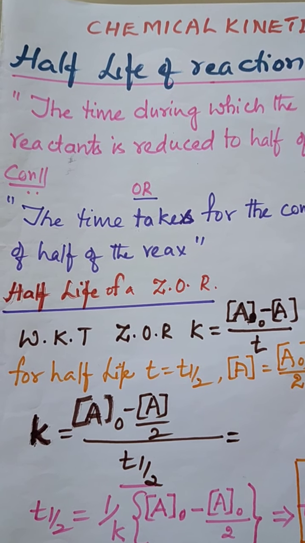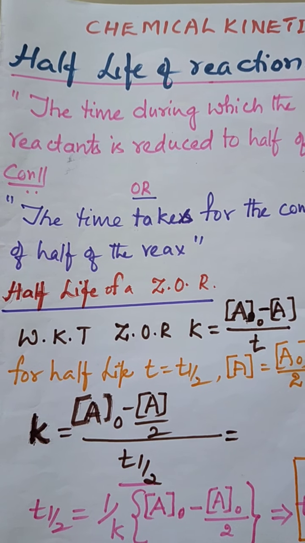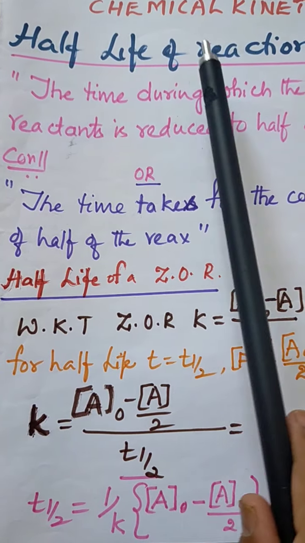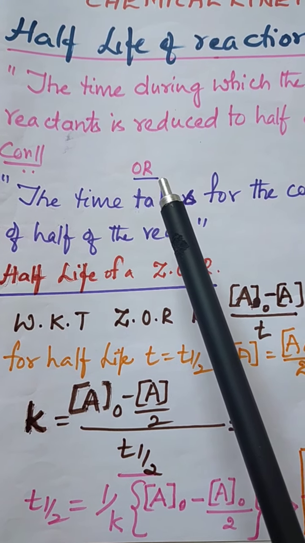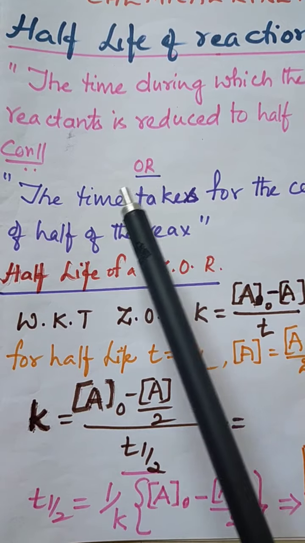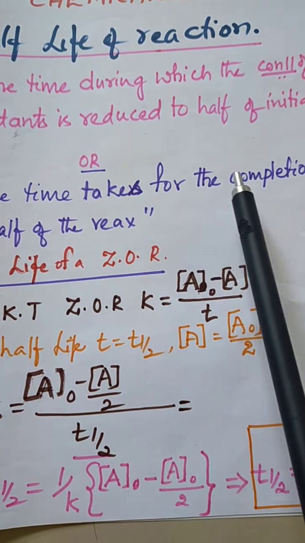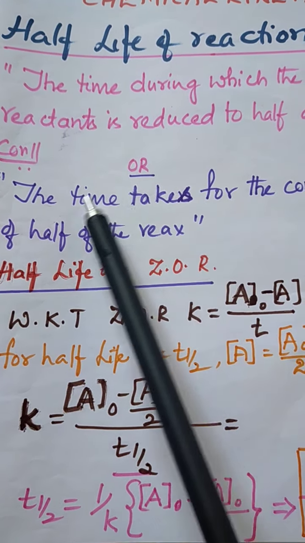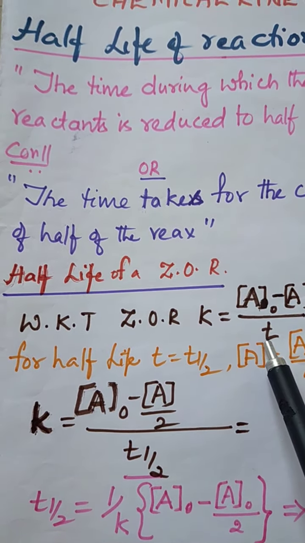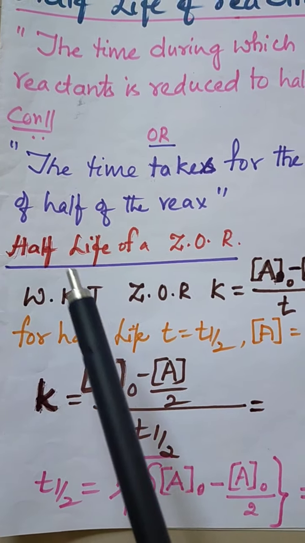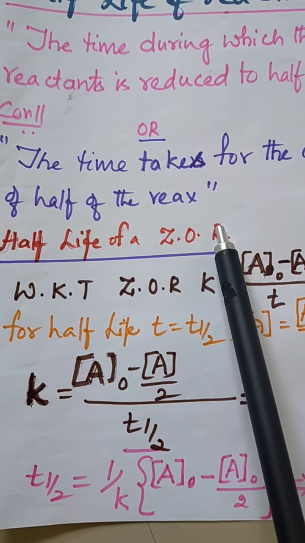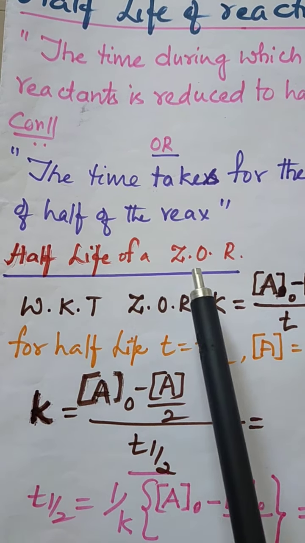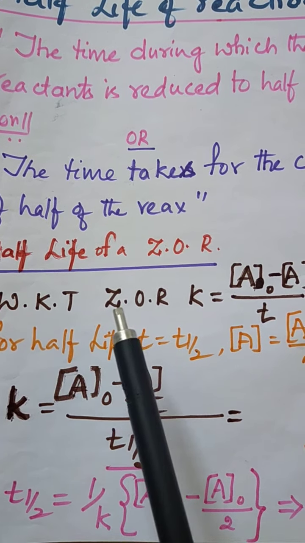As we learned in the order of reactions, zero order reaction and first order reaction, we now go for the half-life of the reaction also. The time taken for the completion of the reaction also depends upon the concentration. These are the basic concepts. Now I come to the half-life of zero order reaction, which we already know from the earlier classes.